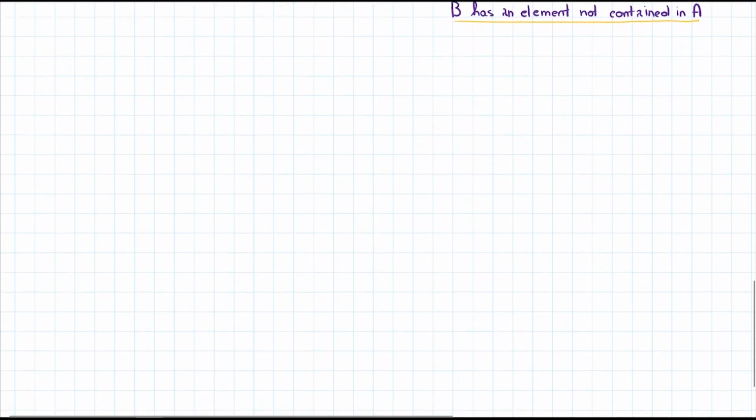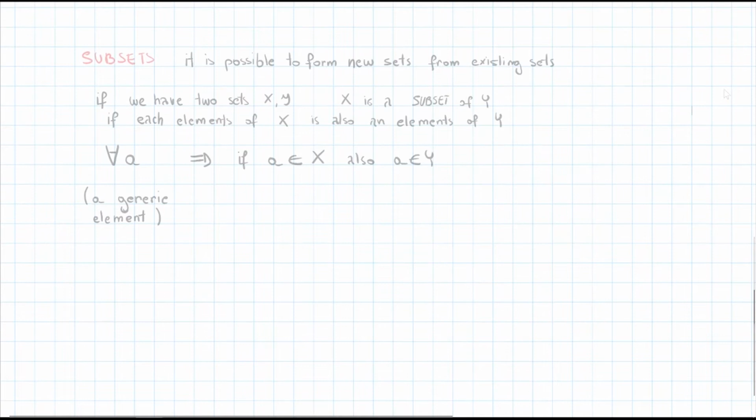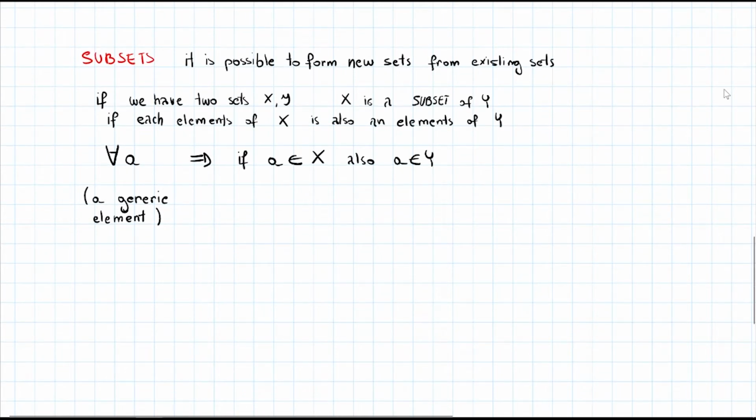We can now introduce the definition of subset. In fact, it's possible to form new sets from existing ones, and they are called subsets. If we have two sets, X and Y, X is said a subset of Y if each element of X is also an element of Y.